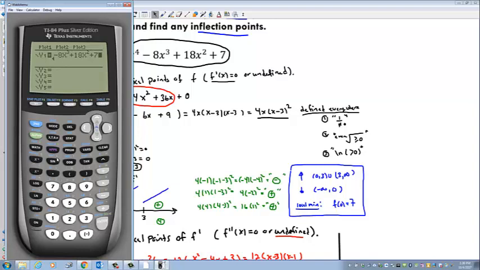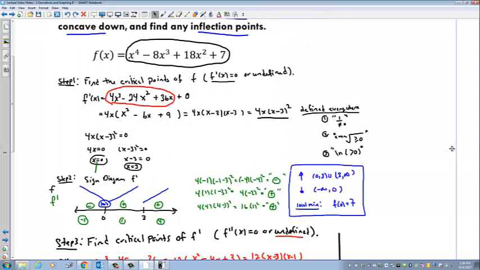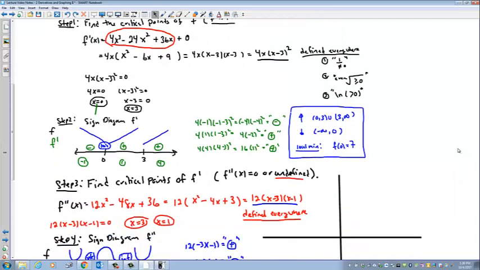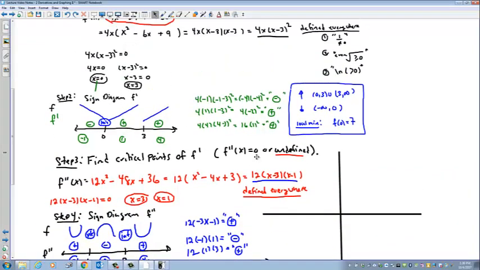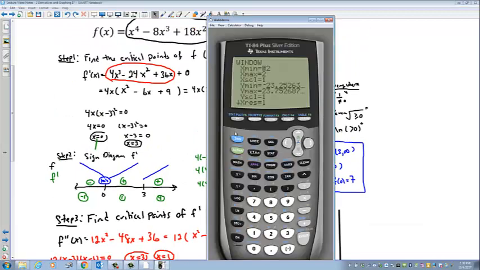And I need to make my window, so remember, the way you make your window is you look at all your critical points. So I had critical points for f at 0 and 3, and critical points for f prime at 3 and 1. So I'm going to go to the left of the smallest one. So the smallest one is 0. So when I make my window, I'll go -1. And then to the right, the biggest one was 3, so I'll go a little bit to the right, so that's 4. And then go to zoom, and then find zoom fit. We can just hit 0. And this will give me a nice looking graph.